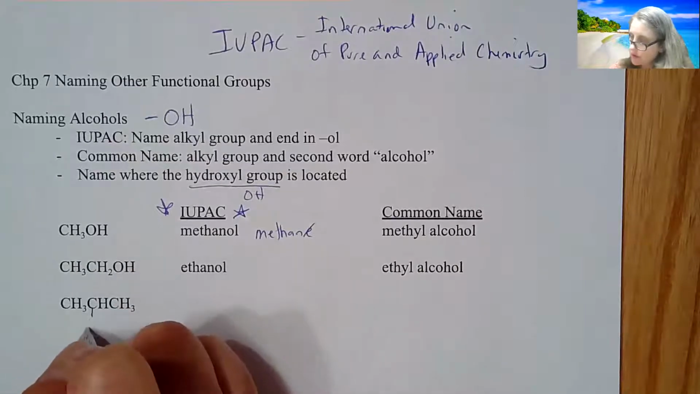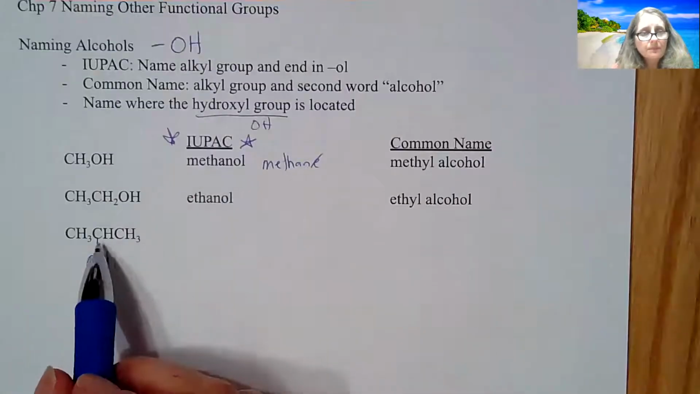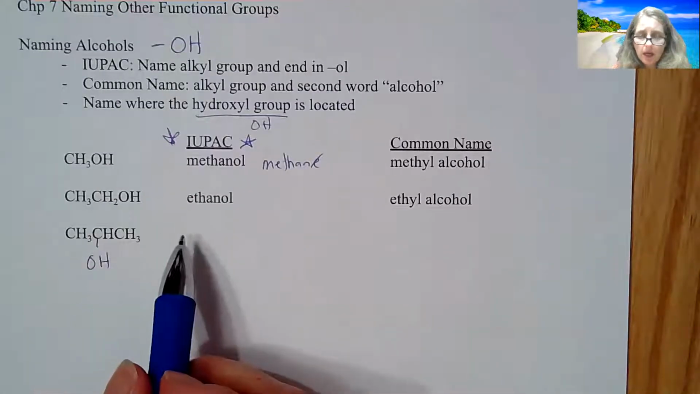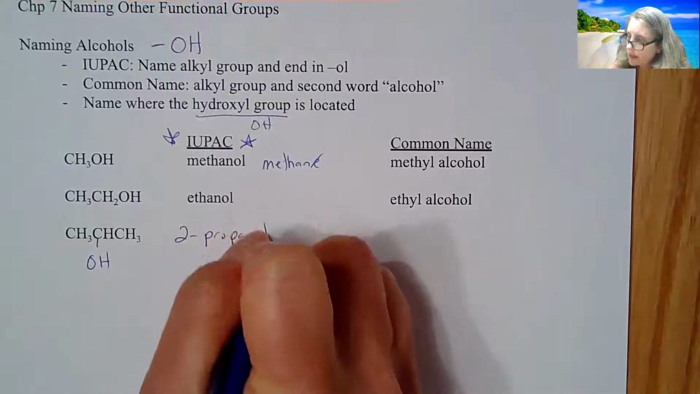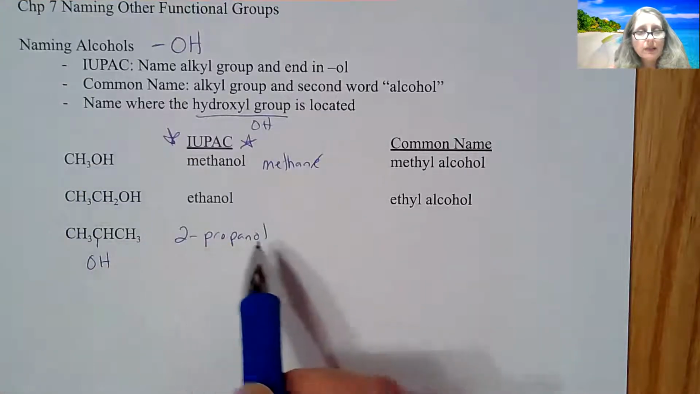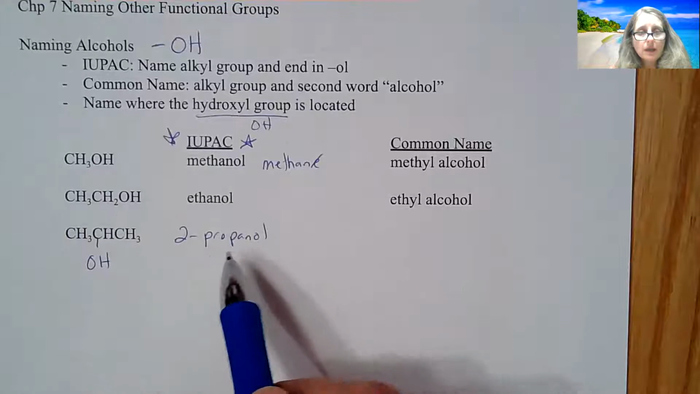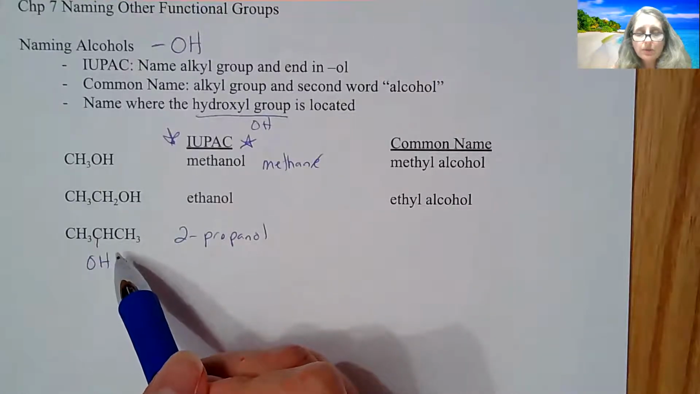So this one you have to draw in the OH. Okay, the OH happens to be off that middle carbon. This is what we call 2-propanol, because I do need to name where the hydroxyl group is located. So this is where it starts to get interesting, because you can put it on different parts of the carbon once you get to 3 carbons.